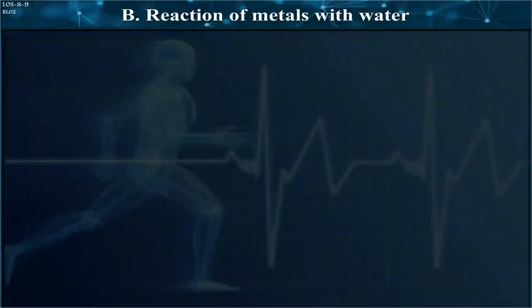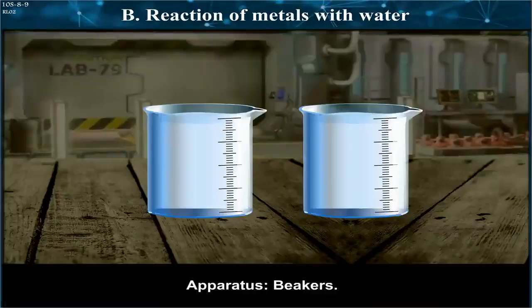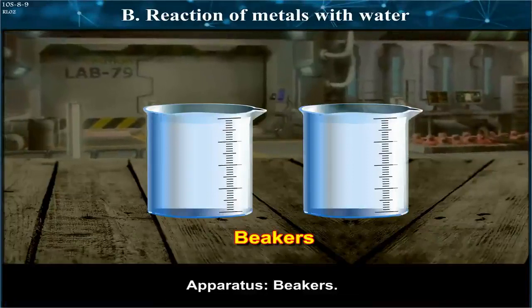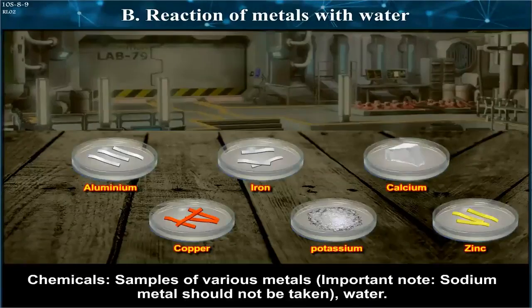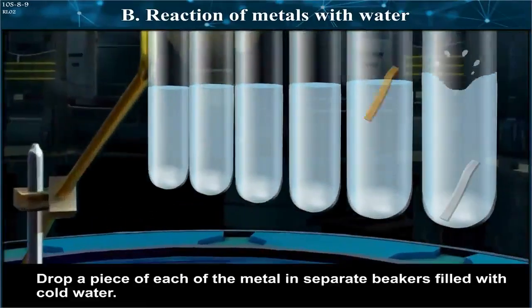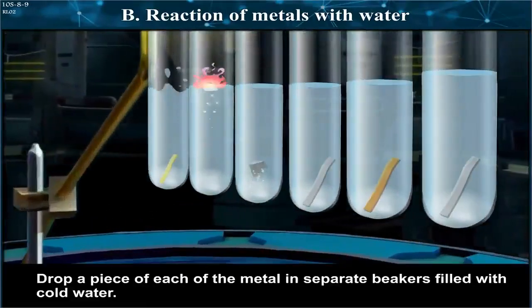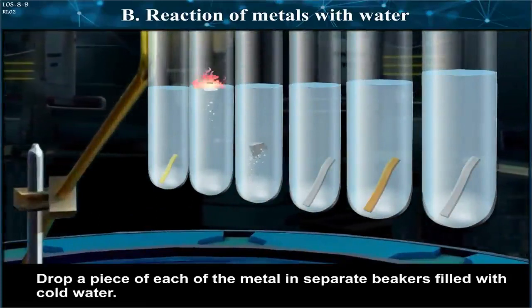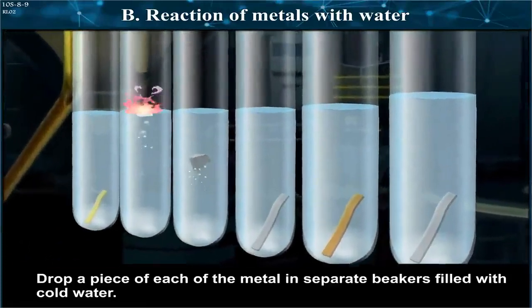Reactions of metals with water. Apparatus: beakers. Chemicals: samples of various metals. Important note: sodium metal should not be taken. Water. Procedure: drop a piece of each of the metals in separate beakers filled with cold water.